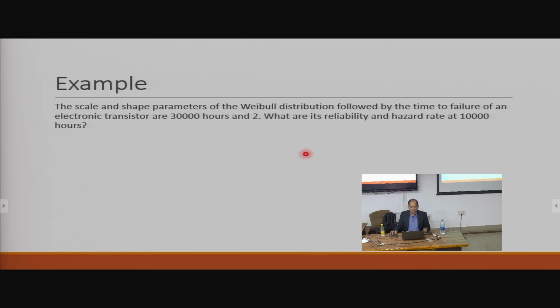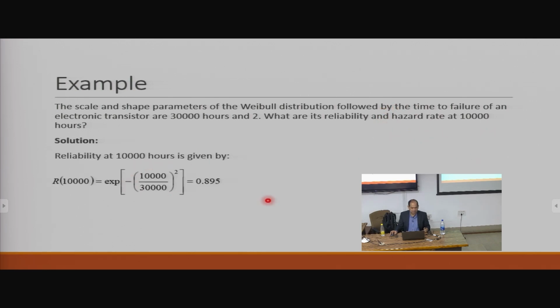So a basic example: you have scale and shape parameters of 30,000 and 2. What is the reliability and hazard rate at 10,000 hours? We just plug the numbers into the equation, we find the reliability, and the hazard rate is this much. So of the remaining components, this fraction, about 2 times 10 to the negative 5, are failing at 10,000 hours. When you have a large circuit, or you're dealing with a lot of transistors, then you may want to consider this number.